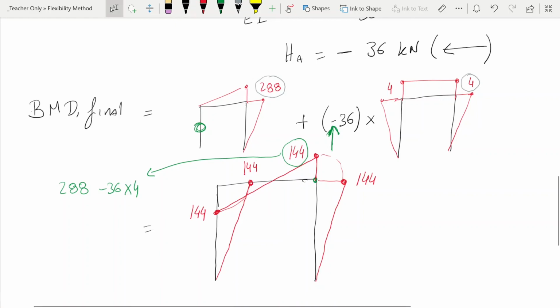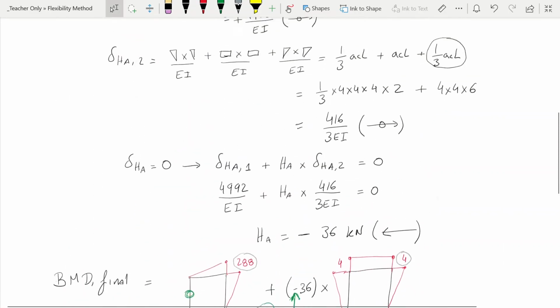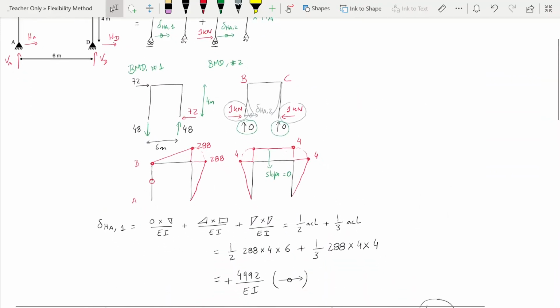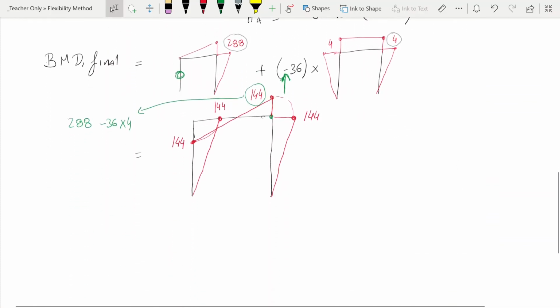I hope this made some sense. Flexibility method is not a complicated topic to understand in principle, but it takes a lot of work. You need to be very good at the diagrams, so practice as much as you can, and you'll see that it's going to get better.